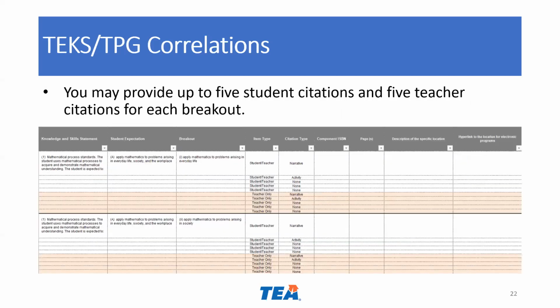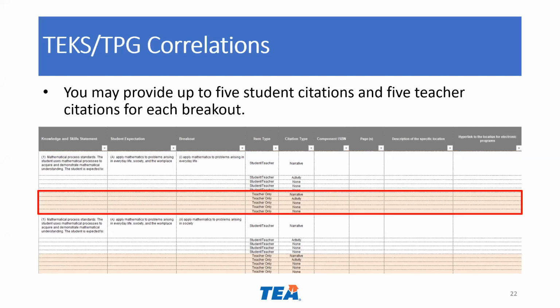You only need one acceptable narrative citation and one acceptable activity citation, but you may provide up to 3 additional citations from the content intended for the students. You may also provide up to 5 citations for the content intended for the teacher. And I'm going to talk in a little bit about a good strategy for how to order your citations.